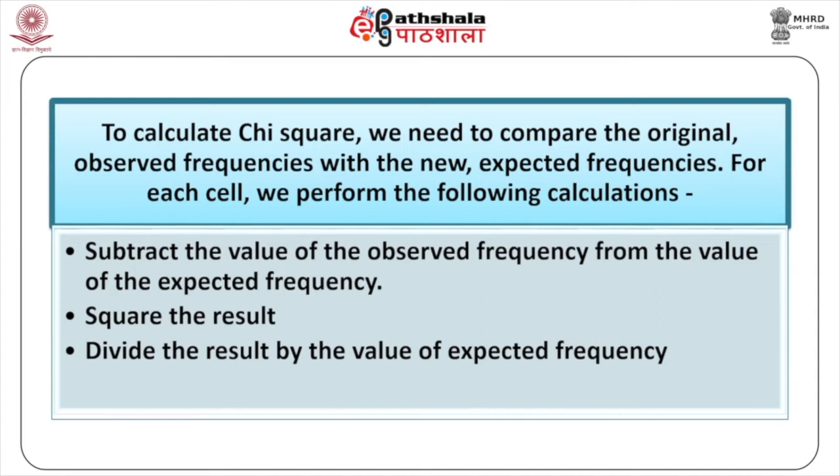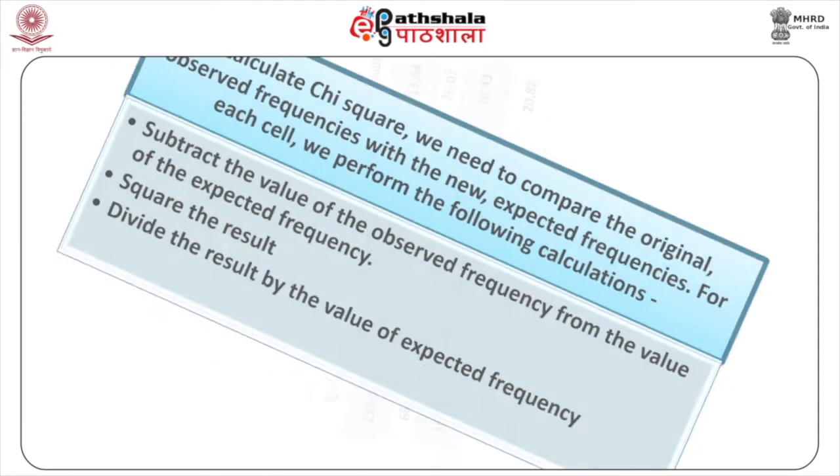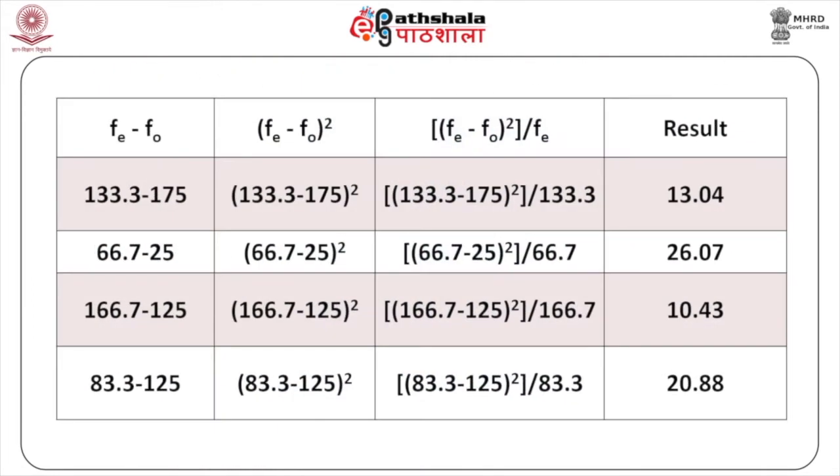For each cell, we perform the following calculation. First, subtract the value of the observed frequency from the value of the expected frequency. Second, square the result. And third, divide the result by the value of the expected frequency. For each cell above, we have the following table. To calculate the value of chi-square, add up the result for each cell. The total comes out to be 70.42.